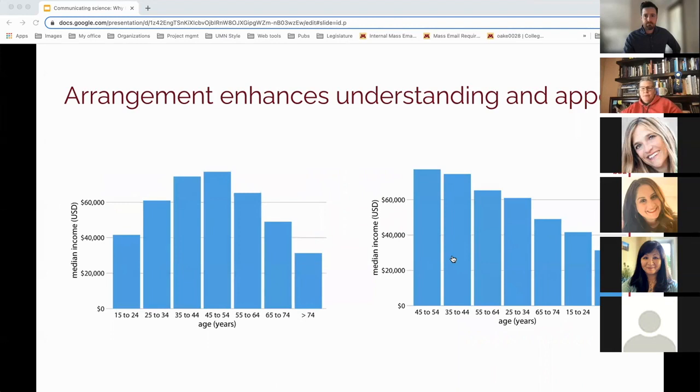Now, something to remember is that while we can arrange bars when there are categories that are unique and not related to each other, there is an instance where arrangement of bars isn't useful. So if we look at these two bar charts, we're looking at people's age in years on the x-axis versus their median income on the y-axis. As this is represented to the left, we see that it starts with the youngest age, and then each bar has a subsequent increase in age.